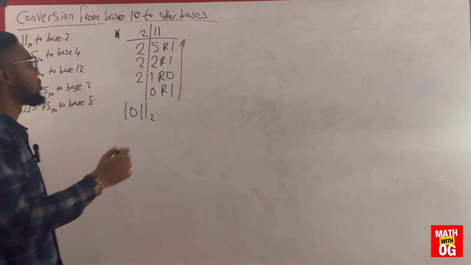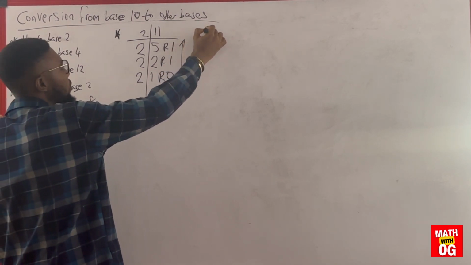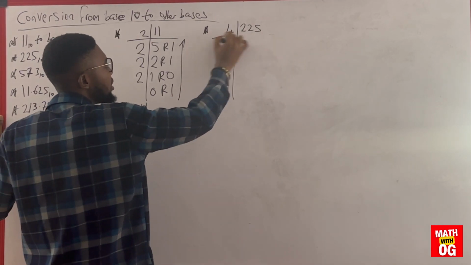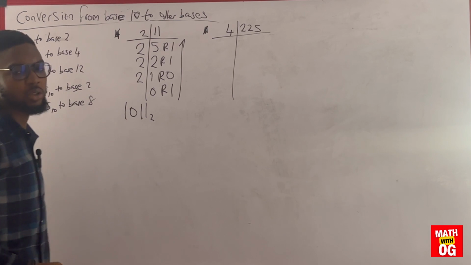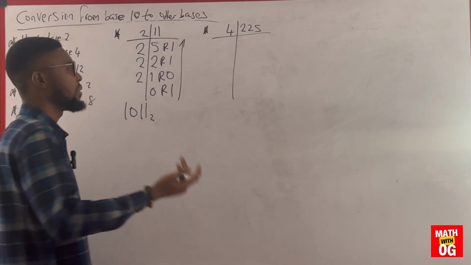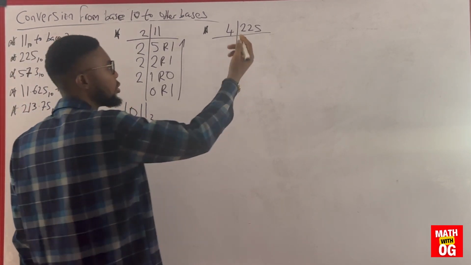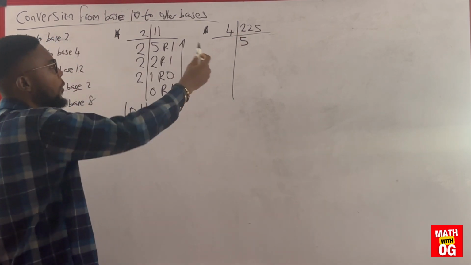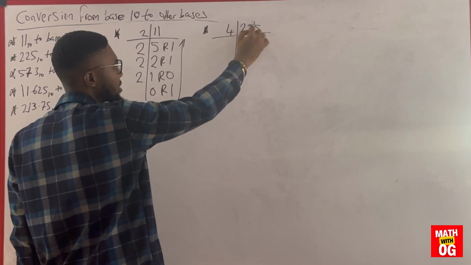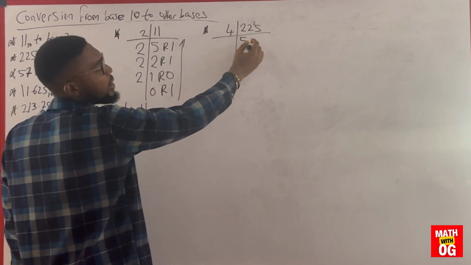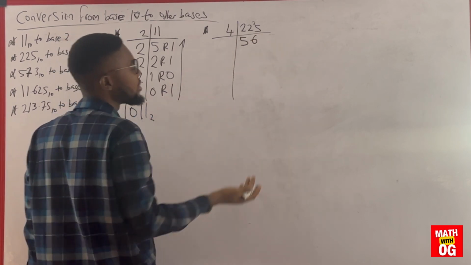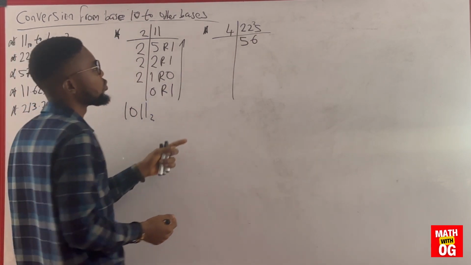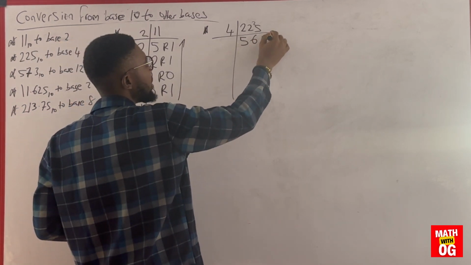Over to the next question, 225 base 10 to base 4. 225 to base 4. So we have a 4 here. Now let's divide. 4 will go into 22 5 times. 4 times 5 is 20. We have 5 remainder 2. Then 4 will go into 25. That remainder 2, I can add it here. 4 will go into 25 6 times. That is 24. 4 will go into 25 6 times with a remainder of 1. So 4 will go into 225 56 times with a remainder of 1.